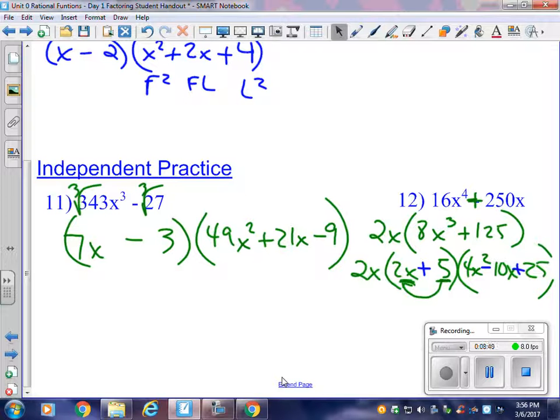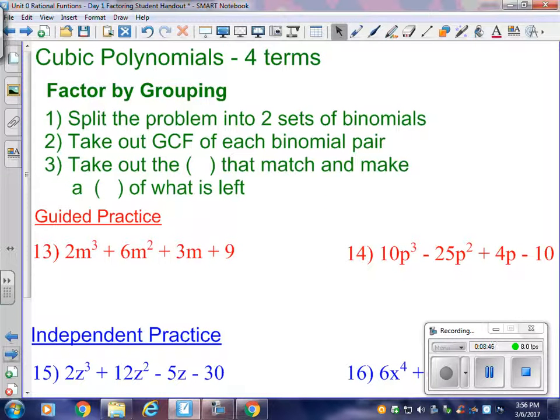So this is binomial cubics. It's a lot different than FOIL in reverse. Now we're going to look at cubics that have 3 terms. And these could have powers of 4 or higher in them, but typically this is made for cubics. It says split the problem into 2 sets of binomials. So that means that we're going to split it right here after the second term.